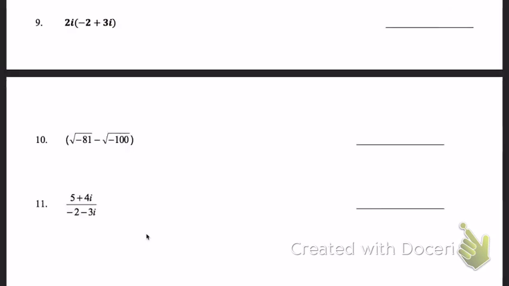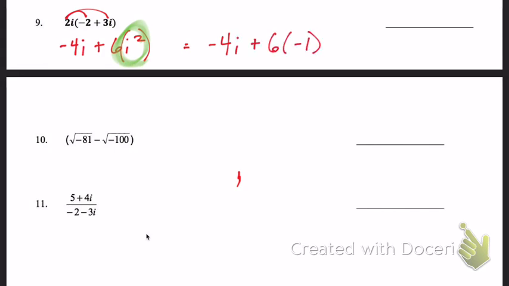Okay, number 9, I'm distributing the i. So I'm going to multiply 2i times negative 2, which gives me negative 4i. And then I'm going to multiply 2i times 3i. And that will become what? 6i squared, but I can't leave my i squared. I need to change that to be negative 1. So I'm going to rewrite this as negative 4i plus 6 times negative 1, which becomes negative 4i minus 6 as my final answer.